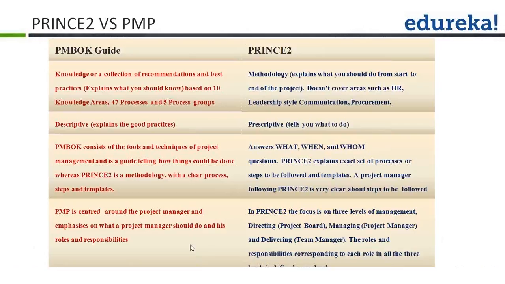Now, another very important difference is that PMP is centered totally around the project manager and emphasizes what a project manager should do and his roles and responsibilities. Whereas in Prince2, the focus is on 3 levels of management: the directing level, owned by the project board; the managing level, owned by the project manager; and the delivering level, owned by the team manager. Unlike PMP, where the project is owned by the project manager, in Prince2, the project is owned by the project board.